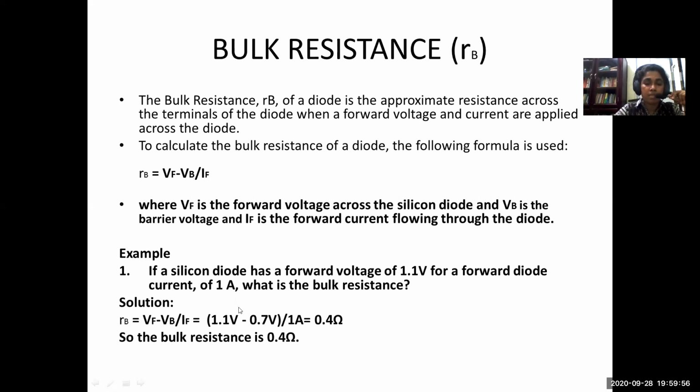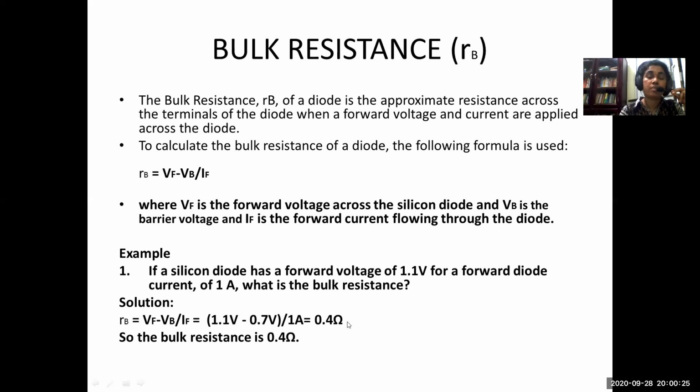Now, I've given you an example here. The question is: calculate the bulk resistance for a silicon diode. It is given that the forward voltage is 1.1 volt and the forward current is 1 ampere. So you substitute the values in the equation above. The net voltage is 1.1 volts minus 0.7 volt, divided by 1 ampere, so that will give you 0.4 ohm.